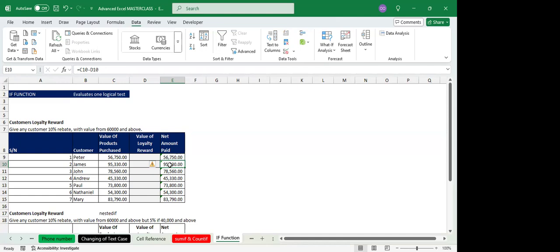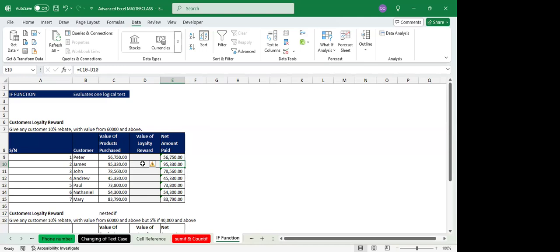Please, can you explain that again, sir? I have not really done what I want to do, I'm just explaining something. So look at James, based on the scenario I've painted. I want to give somebody 10% discount if he buys from me 60,000 and above. I want to give you 10%. And James is buying 95,330. So James qualifies for my 10% rebate, for my 10% discount.